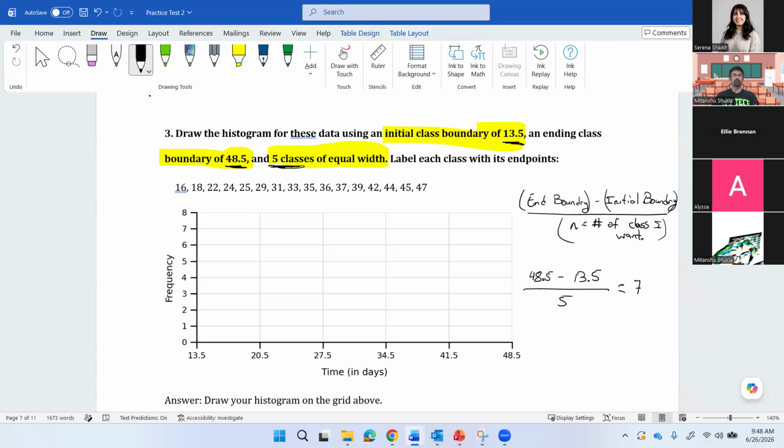Then what do we do from here? We just count what the frequency is. Frequency by definition means what? What do we think the word frequency means?